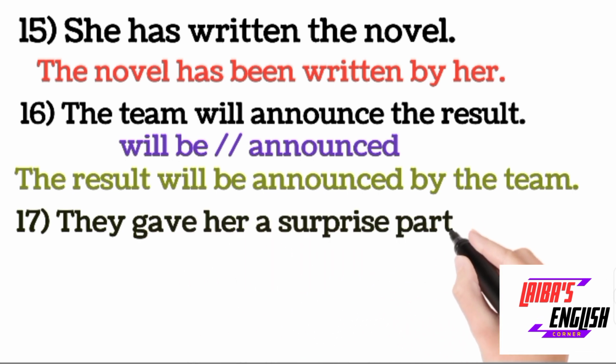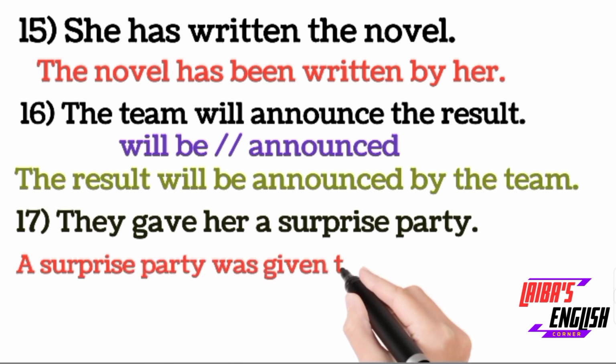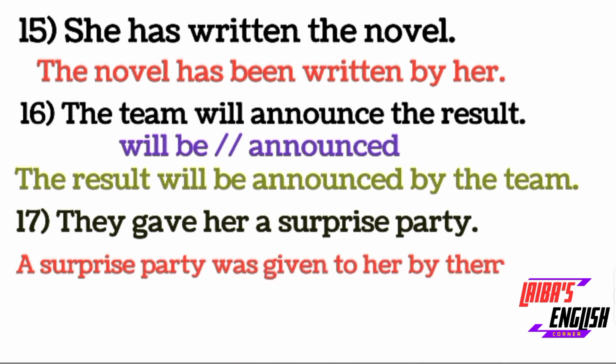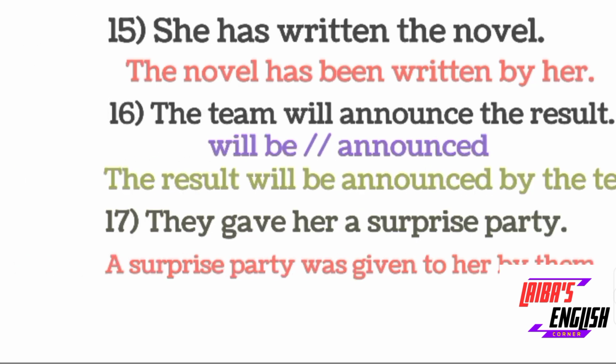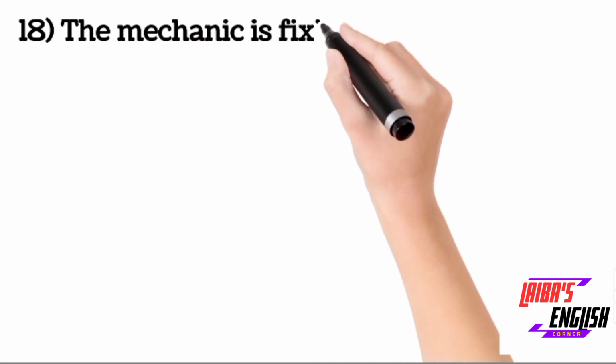17th is, they gave her a surprise party. So now a surprise party, which is an object, we will use in the subject. So a surprise party was given to her by them. Give, second form is gave and third form is given. So we will use the third form, which is given.